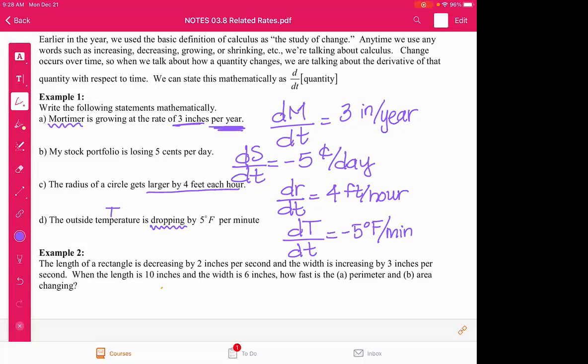So you're going to need to be super observant when you're reading these word problems, because they're going to give you that information, and they're not going to come out and say dr dt equals 4. They're going to say it in words, and you're going to need to interpret that into a derivative. And then we'll make an equation and go from there. All good? Everybody with me so far? Awesome. Great.